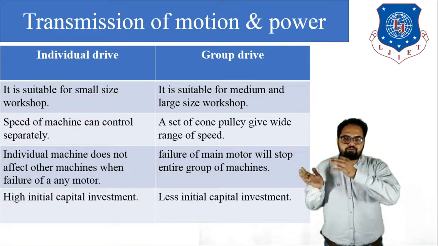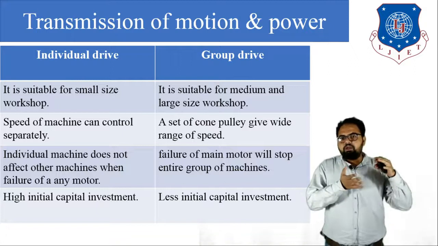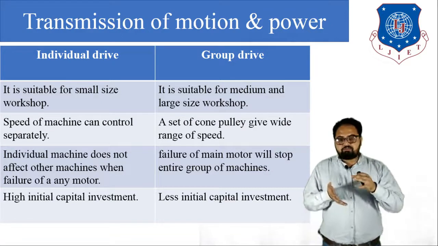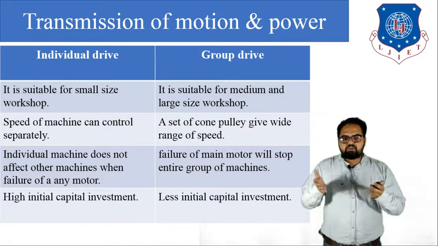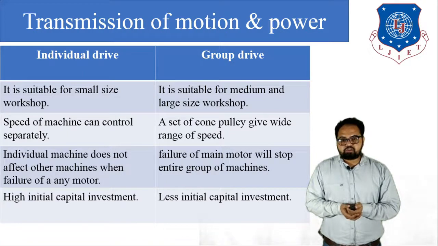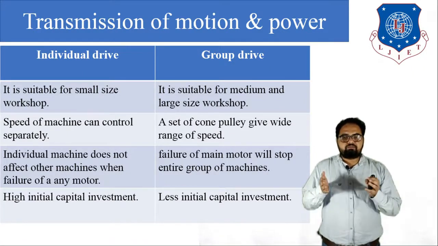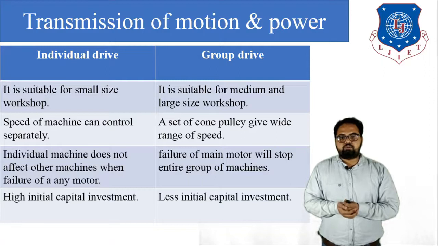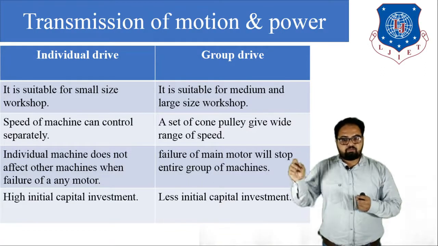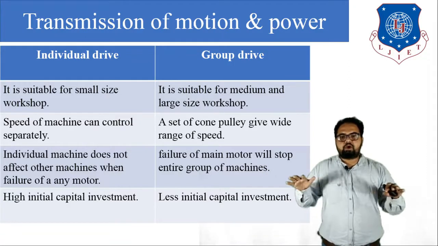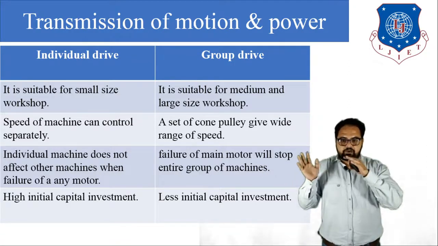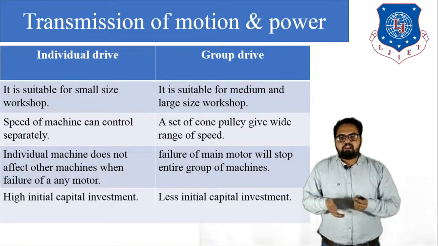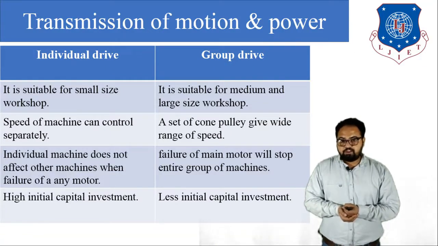We are transferring power from one powerful motor to the main shaft, the main shaft transfers the power to the counter shaft, and the counter shaft drives the machine shaft. Okay, so it is suitable for medium and large size workshops. A number of cone pulleys give a wide range of speed, and there are certain disadvantages of using group drive. If there is failure of the main motor, then the entire shop floor, or all the machines which run over that main shaft, will stop working. And the advantage is that less initial or capital investment is required.